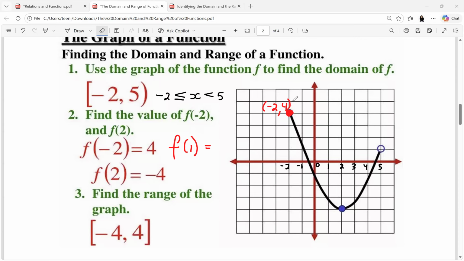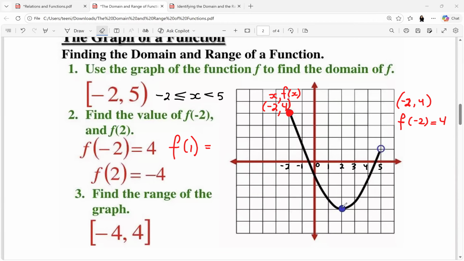Remember, with a function, your x value is your domain, right? And then your y value is really your f of x value, right? So if I have the point -2, 4, this means how I interpret this is that f of -2, the value of the function when x is -2, is equal to 4. That's how you interpret a coordinate on a graph, right?